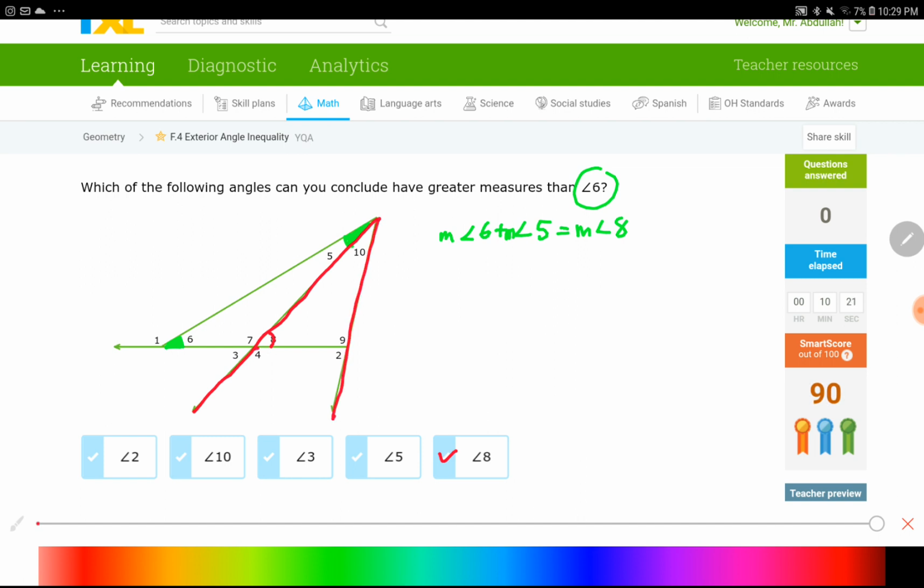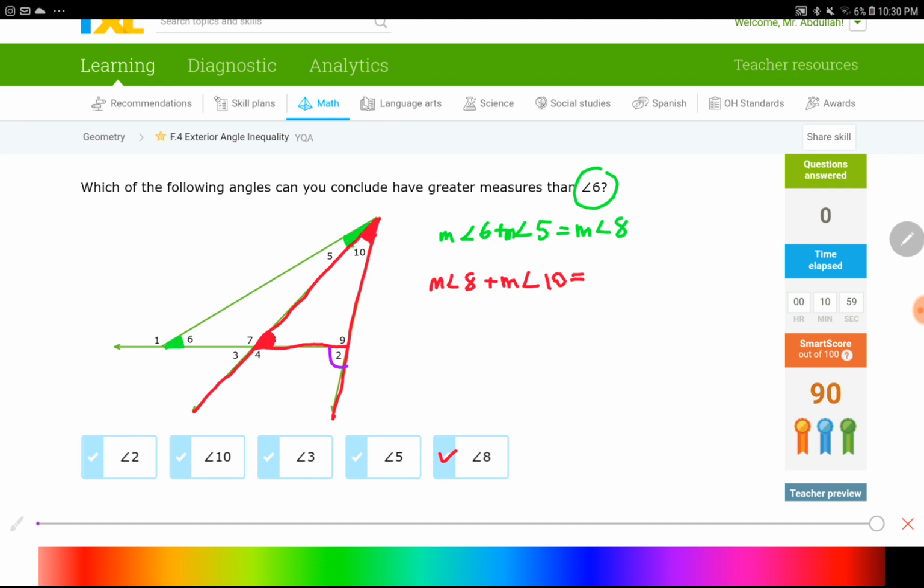Once again, I already know that angle 8 is greater than angle 6. And right here, I see another angle that is greater than angle 8. According to this triangle, angle 8 is an interior angle. There's another interior angle over here, angle 10. When I add these two together, measure of 8 plus measure of 10, that would be equal to the remote exterior angle. The remote exterior, according to that triangle, is here.